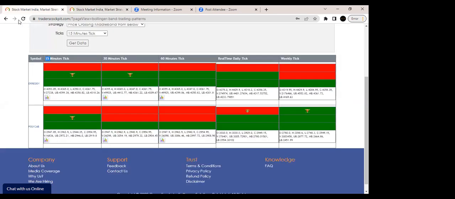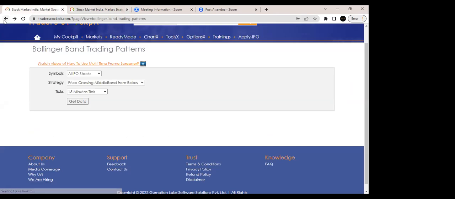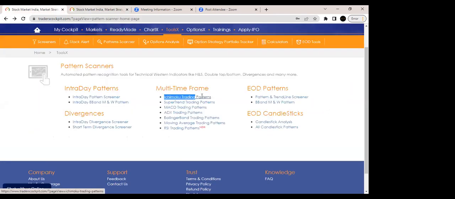Like this, you can use RSI multi-time frame or Ichimoku multi-time frame. Ichimoku is a very great trading pattern setup. We will give you detailed product training of the Ichimoku trading setup, and how we use it in markets. And Supertrend, MACD, ADX, Bollinger Band, moving average, RSI are quite good and famous leading indicators in the market. We use these indicators for multi-time frame confirmation of our trading setups. So I hope you have understood the multi-time frame.